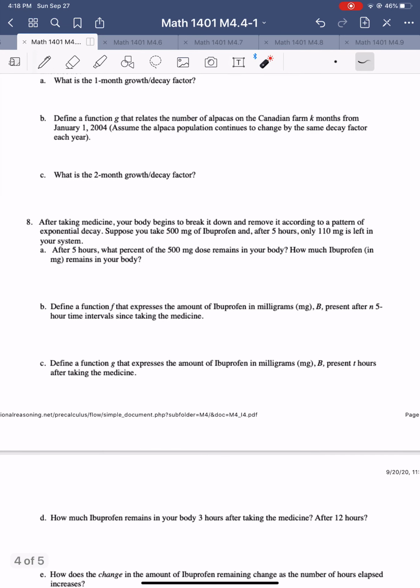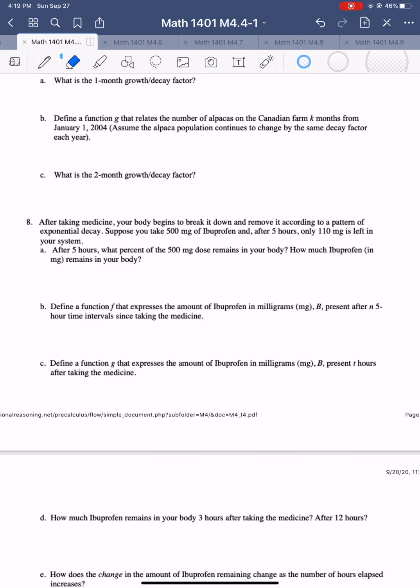After taking medicine, your body begins to break it down and remove it according to a pattern of exponential decay. This time it's decreasing. Suppose you take 500 milligrams of ibuprofen, and after 5 hours, only 110 milligrams is left in your system. So after 5 hours, what percent of the 500 milligrams remains in your body? How much ibuprofen in milligrams remains in your body?